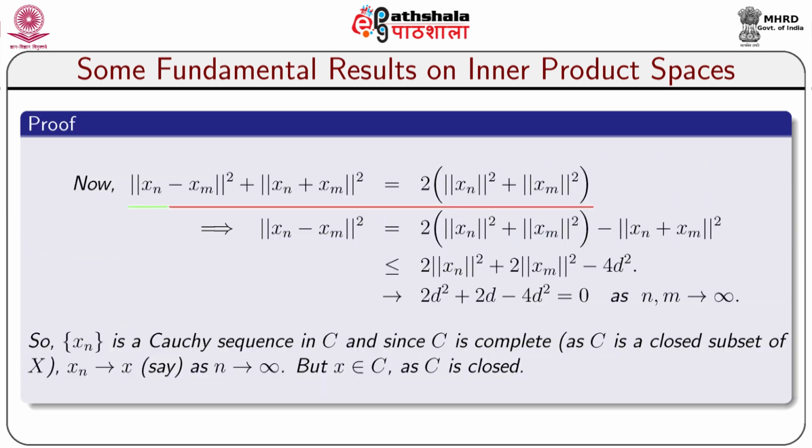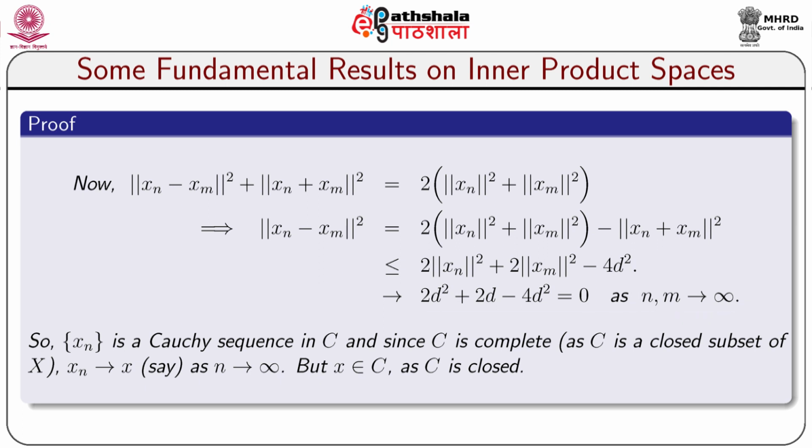Now, norm of xn minus xm squared plus norm of xn plus xm squared is equal to 2 into norm of xn squared plus norm of xm squared by the parallelogram law, which implies that norm of xn minus xm squared equals 2 into norm of xn squared plus norm of xm squared minus norm of xn plus xm squared, which is less than or equal to 2 into norm of xn squared plus 2 into norm of xm squared minus 4d squared, which goes to 2d squared plus 2d squared minus 4d squared, which is equal to 0 as n, m tend to infinity.